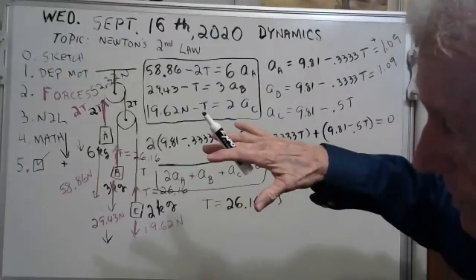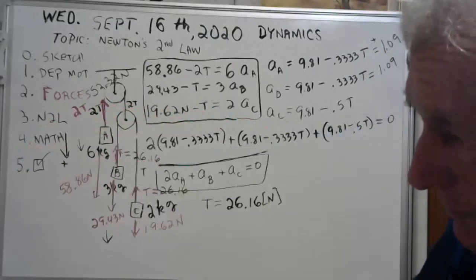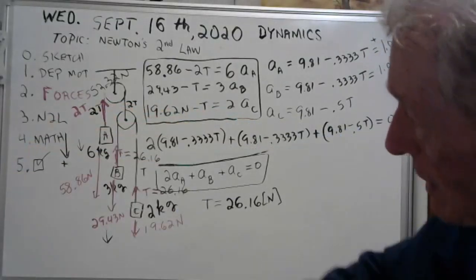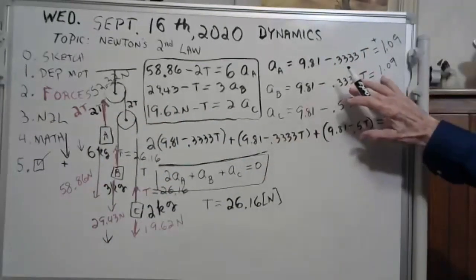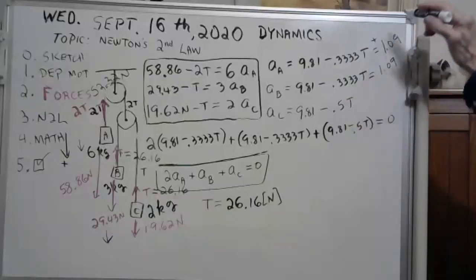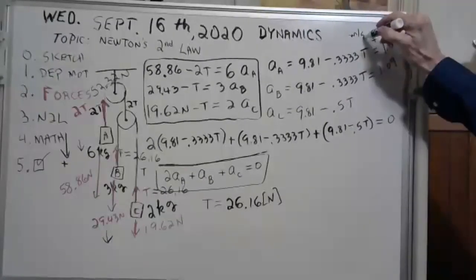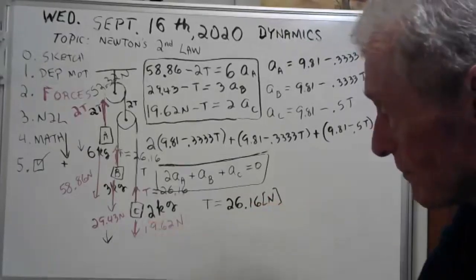You ever watch birds? They'll fly along, and one doesn't get ahead of the other one. They just stay in formation. A and B are coming down, and they're going 1.09. If I had room, I would write meters per second squared, but I ran out of room. Now let's look at C.